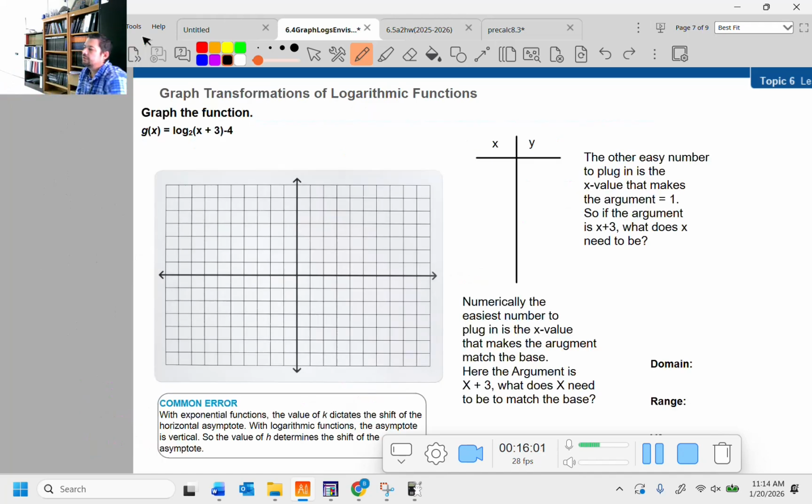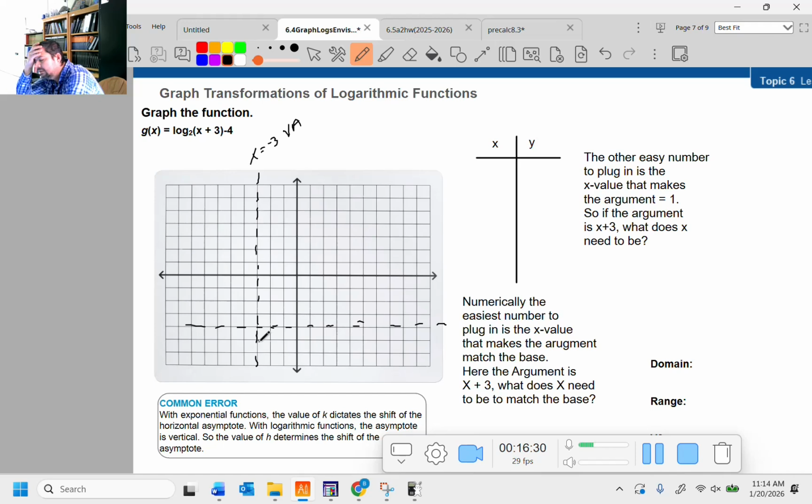Moving forward, graph this function: log base 2 of x plus 3, minus 4. So she has some transformations. She has a left 3, down 4 transformation. And the left 3 is actually the big deal, because the left 3, x equals negative 3, is the VA, the vertical asymptote. The minus 4, not a big deal. But she will contain this point right here.